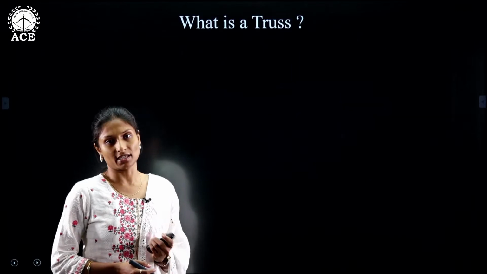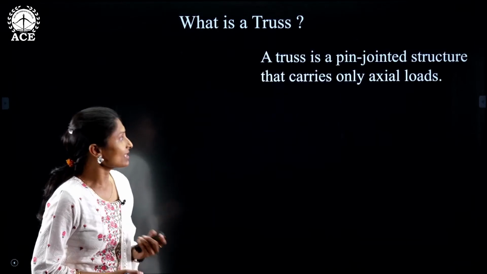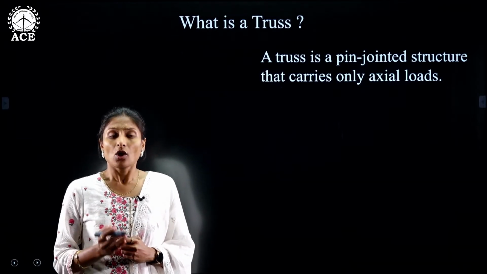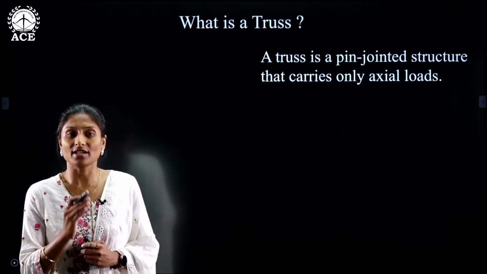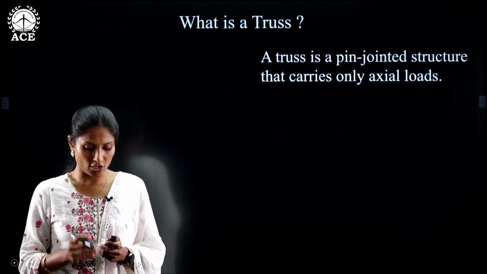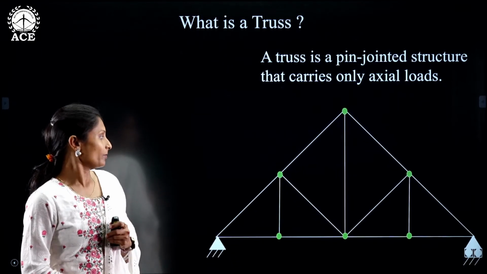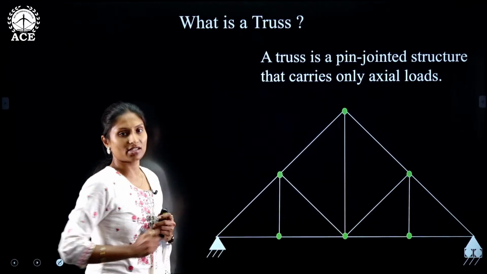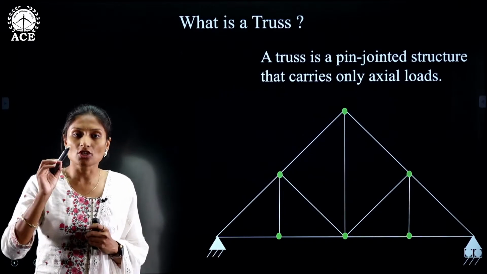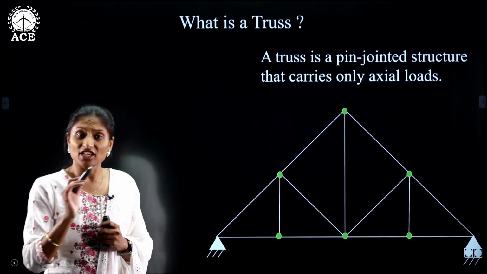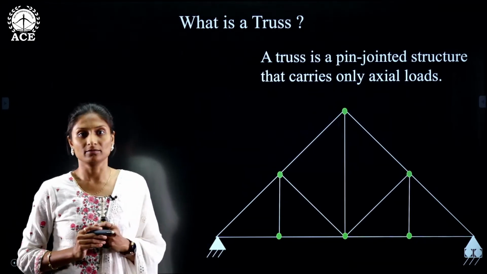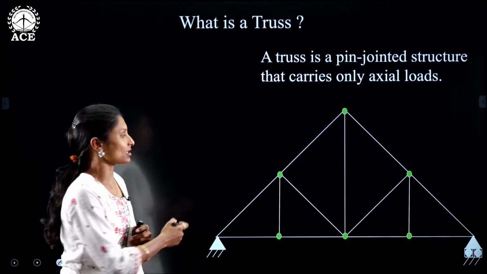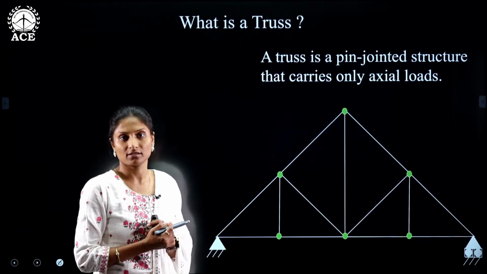What is a truss basically? A truss is a pin-jointed structure which is having only axial loads. A truss can carry only axial loads. So if you see the figure, all the green dots you can see here, right? These are called as joints. And the joints are assumed to be pin-jointed. And if you see the truss, this is a simply supported truss. This is the basic structure of a truss.